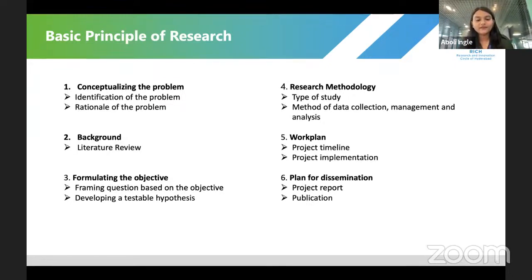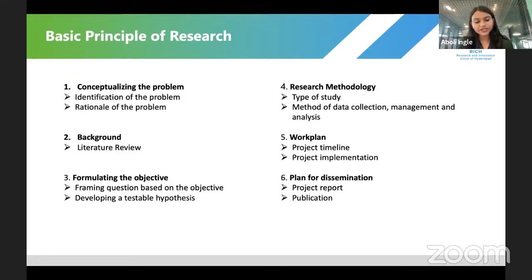And once you have all these things in place, then comes the work plan. Like how exactly are we planning to do it? What is our project timeline? When are we planning to do research, literature review? When are we planning to do our data collection? When are we planning to do our analysis? So we should have that plan in place.